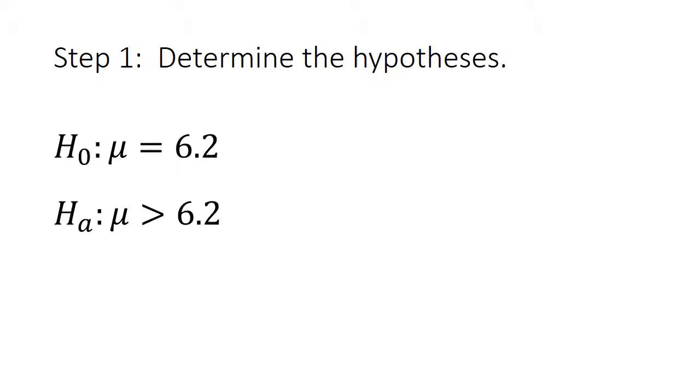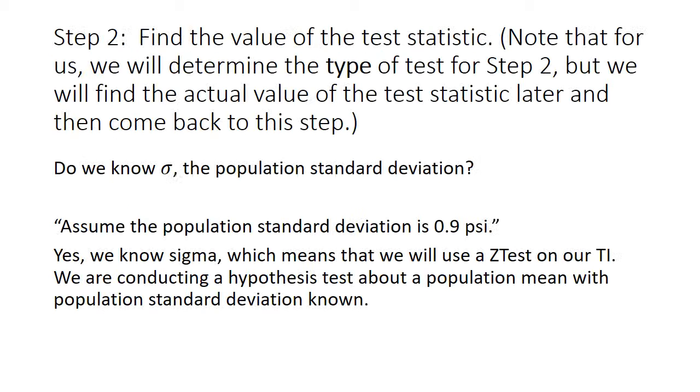Our competing claim: is there sufficient evidence that the valve performs above the specifications? That's our alternative hypothesis, that the true population mean for these valves is greater than 6.2 psi. Now, step 2, what type of test are we conducting? And then we're going to actually go do that on our calculator and come back and give this test statistic.